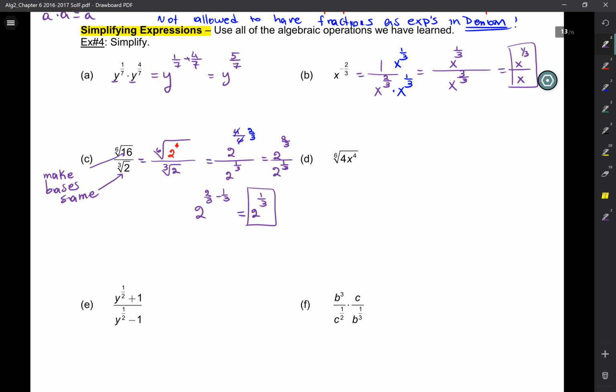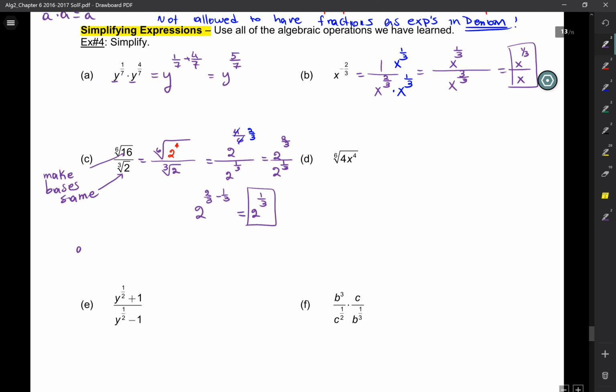How does 16 turn into 4? 16 is 2 to the 4, right? And then we write it in exponent form. So it's 2 to the power of 4 over 6. So we subtracted the exponents.